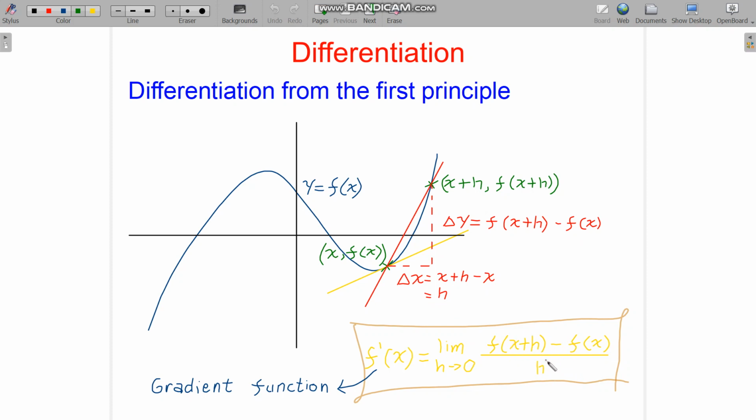To find the tangent gradient, we just have to use the smallest value of h possible, or when h approaches 0. So we say that the gradient function, the f prime of x, is the limit as h approaches 0 of this gradient function, or this gradient of the secant. Actually here this is just y2 minus y1 over x2 minus x1.